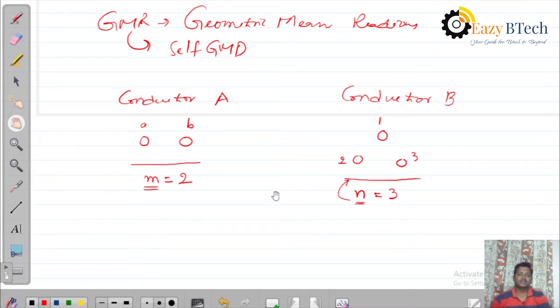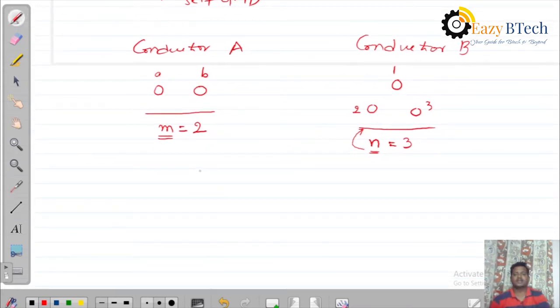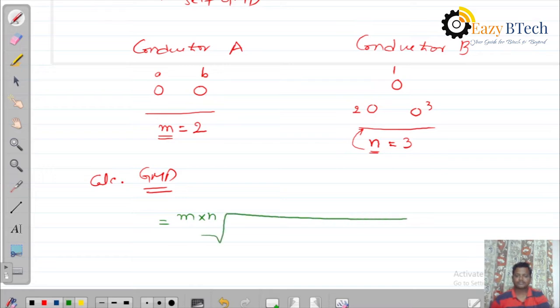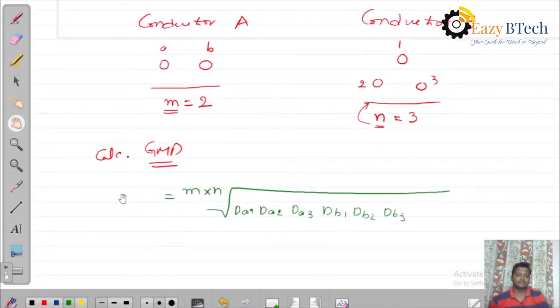Now, how to calculate the GMD for this case? First, we have to take the M into N-th root of the product of the distances: dA1, dA2, dA3, dB1, dB2, dB3 is the form. In a shortcut way, how can we write this? Here M is 2 and N is 3.